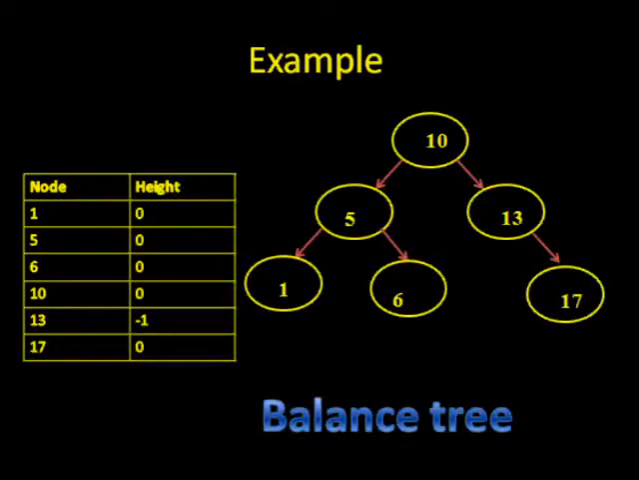Here's an example. This tree, I show each node individually in the list here, and it tells you what the balance is of each node. Notice that the balance of each node is 0, except for 13, which is -1, because it took the height of the left tree, which is 0, and the height of the right tree, which is 1. So it said 0 minus 1, which is -1.